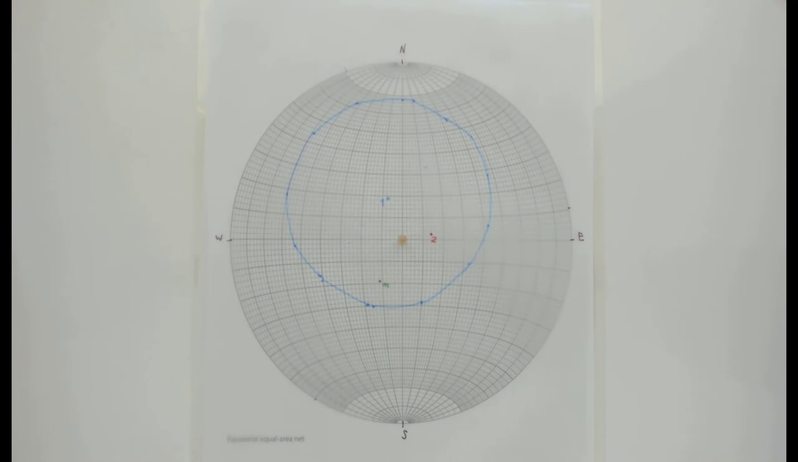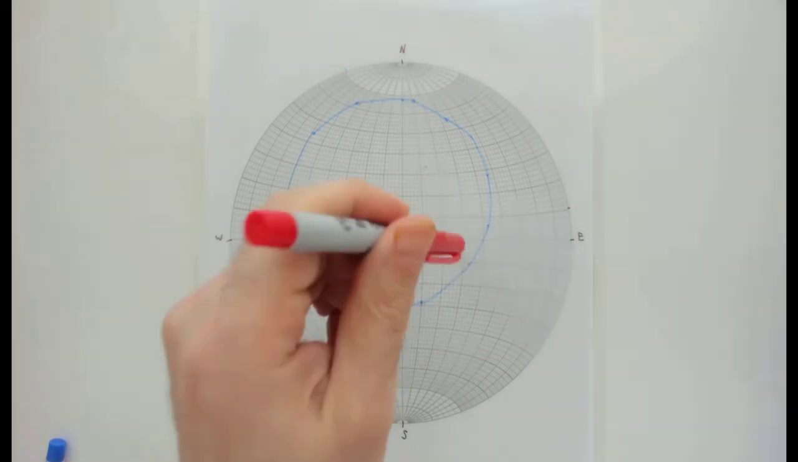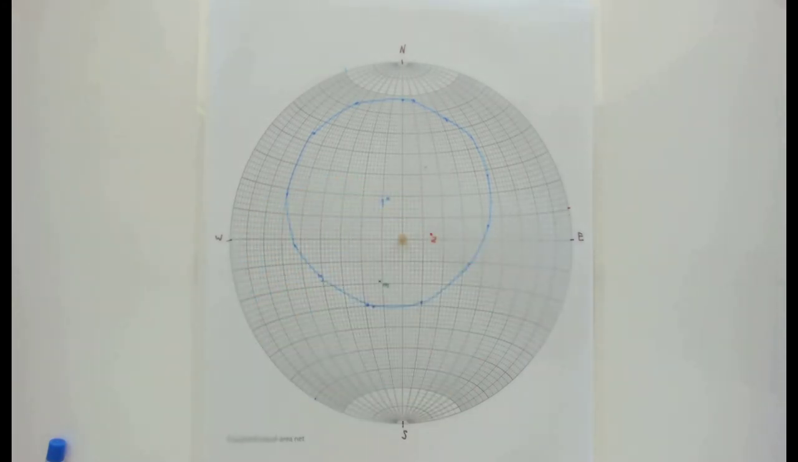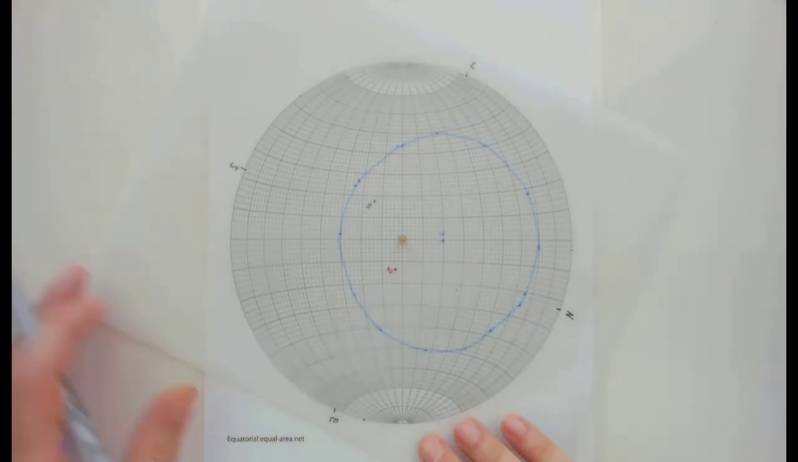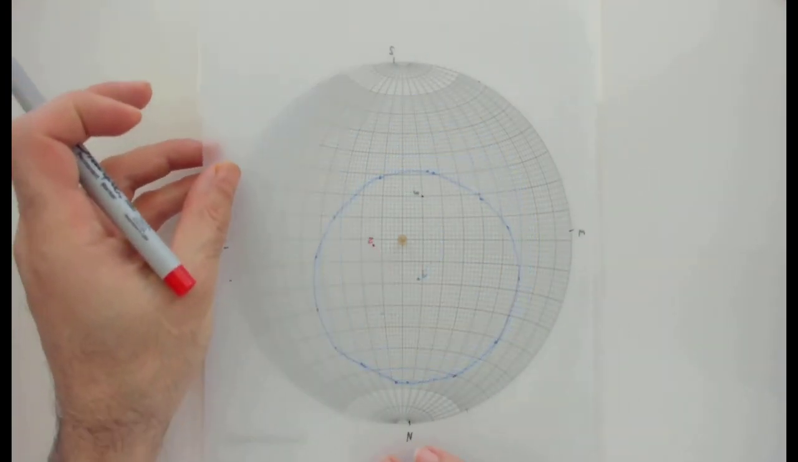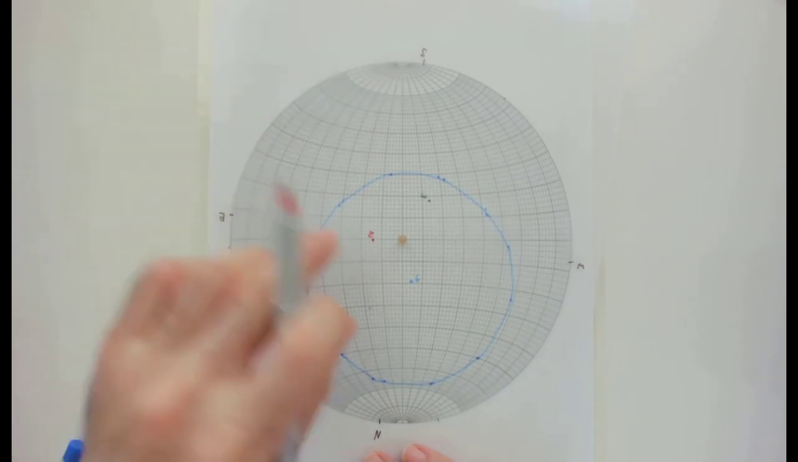So next we're gonna do borehole number 2. We know the angle between the trend of the borehole, okay, this line, and the pole of the bedding is 25, and I'm going to place that one along the west-east line and count 25.